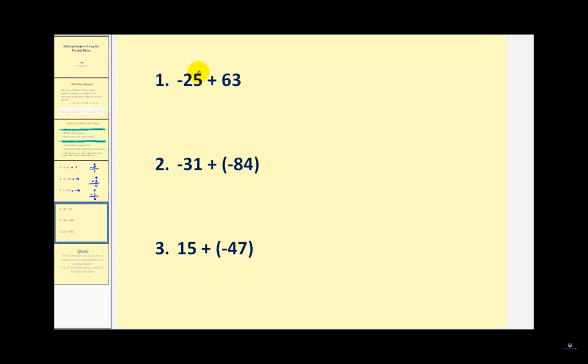Negative 25 plus 63. One's negative and one's positive. So once we find the absolute values, we'll have to subtract. The absolute value of negative 25 would be 25. The absolute value of 63 is 63. Notice how I always write the larger number on top, because I know since they have different signs, I will have to subtract. So borrow. 13 minus 5 would be 8. 5 minus 2 would be 3. So our sum will be 38. And it will be positive 38 because 63 is the bigger number, and it's positive.